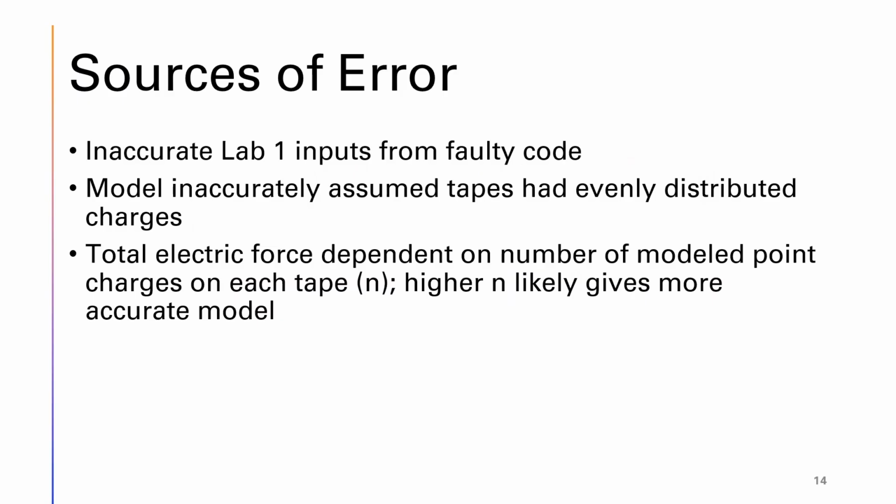Sources of error include inaccurate lab 1 inputs from code that could be potentially incorrect. And additional to that, the model inaccurately assumed the tapes had an evenly distributed charge, which they likely did not, because the tapes were likely charged more in some areas than not. And the total electric force was dependent on the number of modeled point charges on each tape, or the n number, and a higher n likely would give a more accurate model.